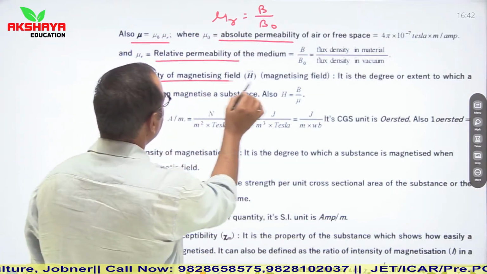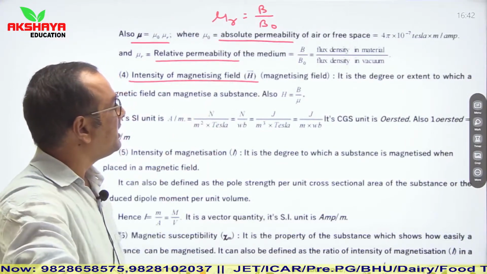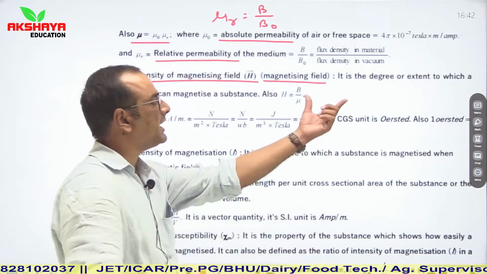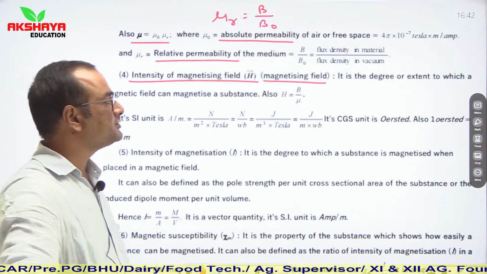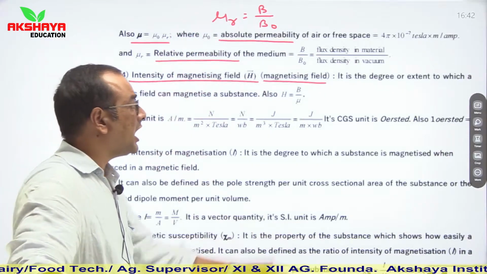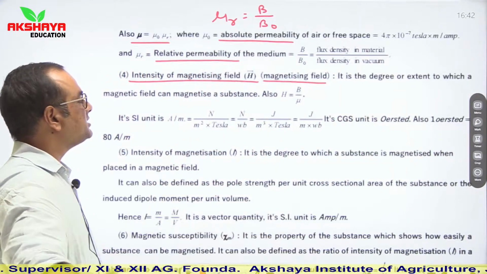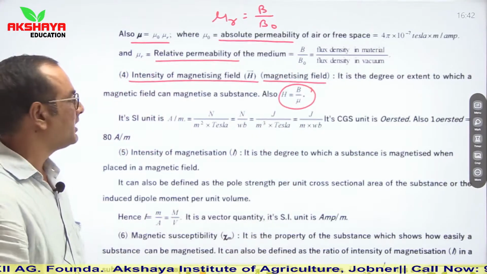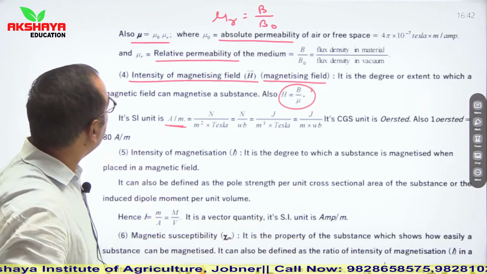If we talk about intensity of magnetizing field, it is represented by H, and it is also defined as magnetizing field. It is the degree or extent to which a magnetic field can magnetize a substance. Any external magnetic field in which we place a substance, up to which degree or extent it gets magnetized is known as the magnetizing field. In mathematical form, H is equal to B upon mu. Its SI unit is ampere upon meter.